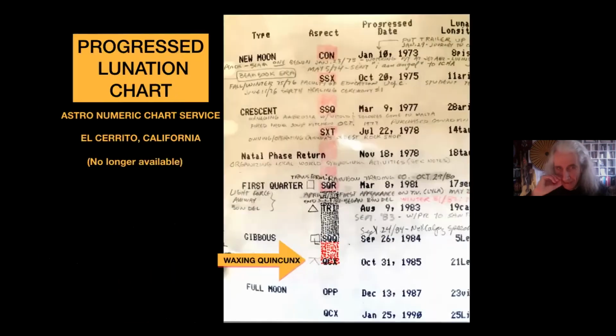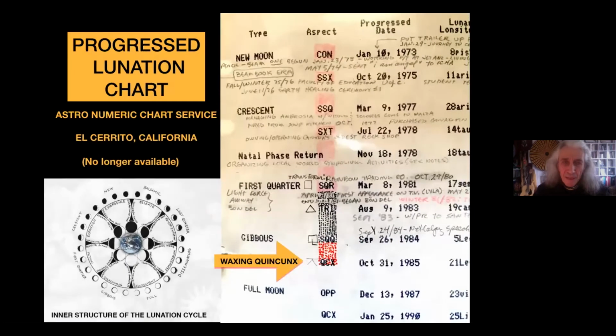Now, back in the early 70s, early 80s, there was a service in California called Astronomeric. I don't know if they are still operative or not, but they used to offer a printout of your progressed lunation for the life. So 84 years, I think that's what they used, 84 years or 90 years. And you had the whole of that inner structure of the lunation cycle mapped out with specific dates.